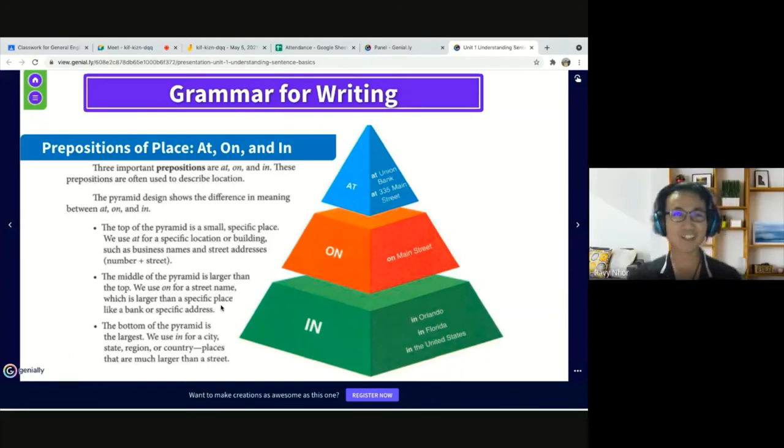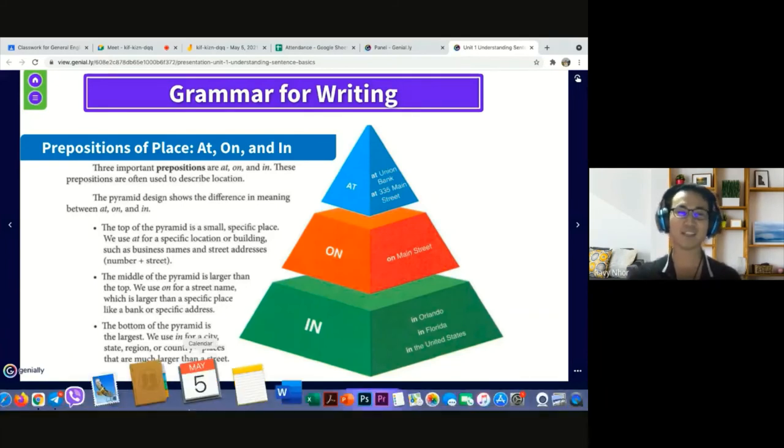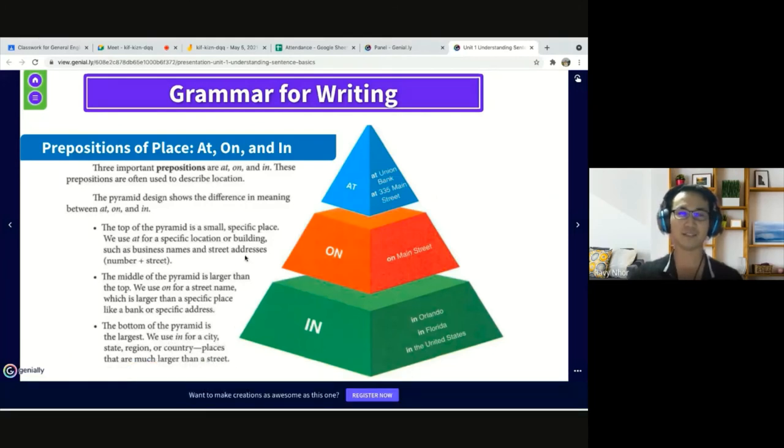Okay, in the other, at and on. In the room, in the... at... Then you are confused about at and on, no? It's somehow confusing. At and on.